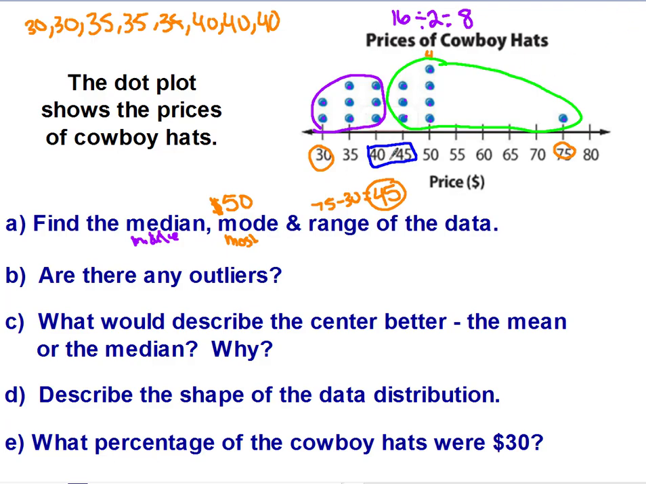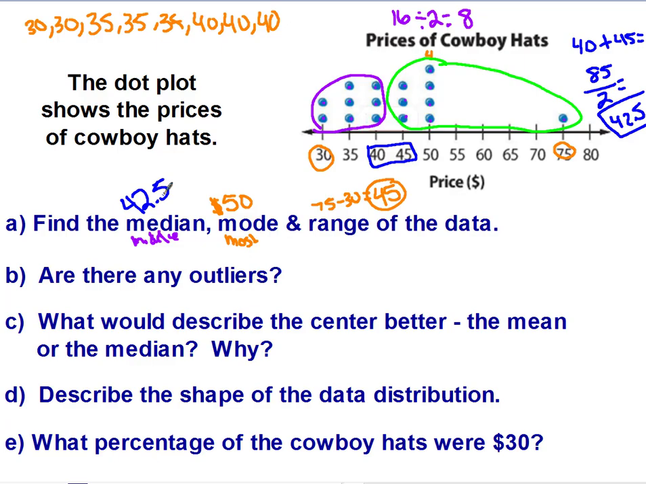So now I need to find the average of 40 and 45. So 40 plus 45, well, that gives me 85. And then 85 divided by 2, well, that gives me 42.5. So my median would be 42.5.